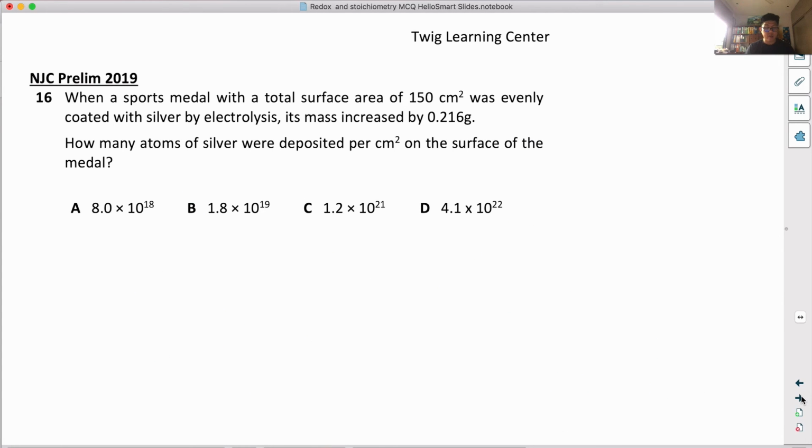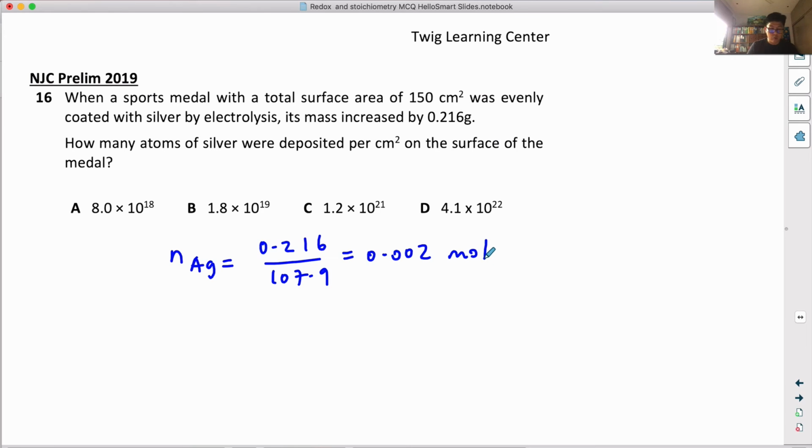Okay, let's look at question 16. When a sports medal with a total surface area of 150 was evenly coated with silver by electrolysis, its mass increased by so much. How many atoms of silver were deposited per cm cube? So actually, you can find out the number of moles of silver, which is 0.216 divided by 107.9. This gives you a value of about 0.002 moles.